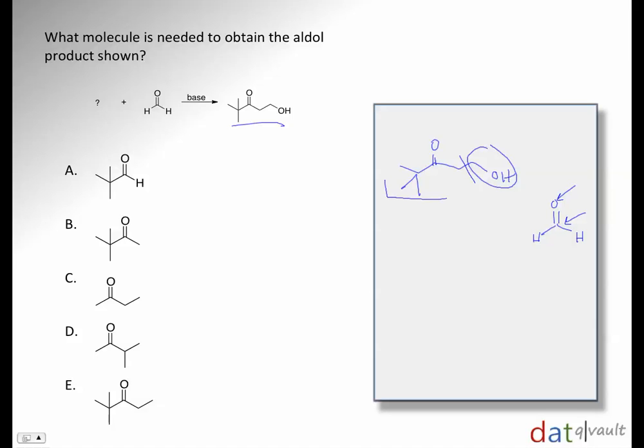We can easily identify the other portion of the molecule, which is right here. If we draw this molecule out, this is the molecule that forms the enolate and ends up reacting with formaldehyde to give us our product. Substrate B over here is going to be the only answer that matches this product.